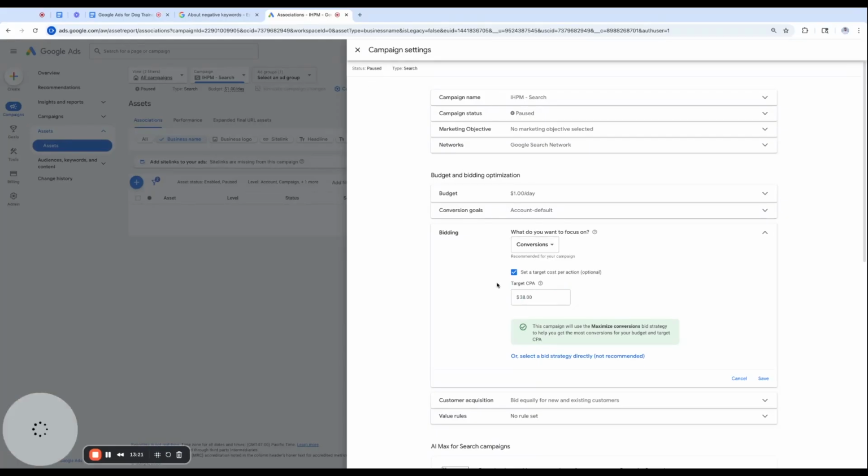Now, once you've set this at $38, and let's say another 3 weeks has gone by, and you've managed to get a bunch more leads, and each lead over the last 3 weeks is only costing you $30, $31, which is way below your target CPA, then go ahead and lower your target CPA in $1 to $3 increments.